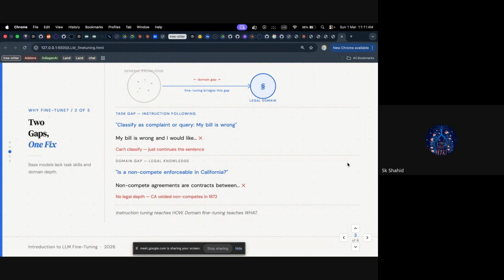So here we see that there is one more gap. It doesn't understand what task the user wants. It doesn't really have the domain knowledge as well.